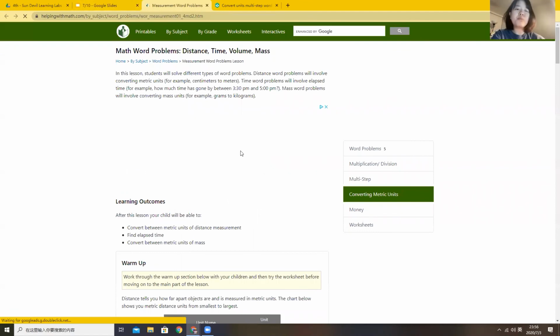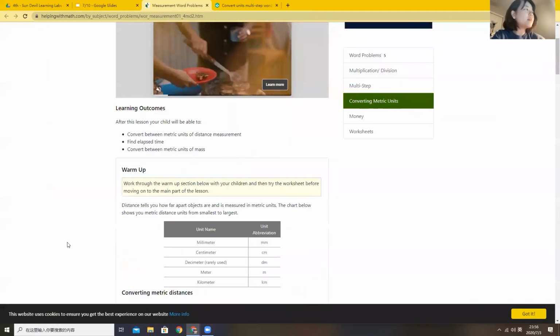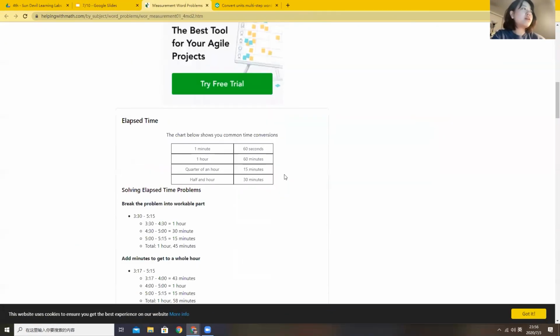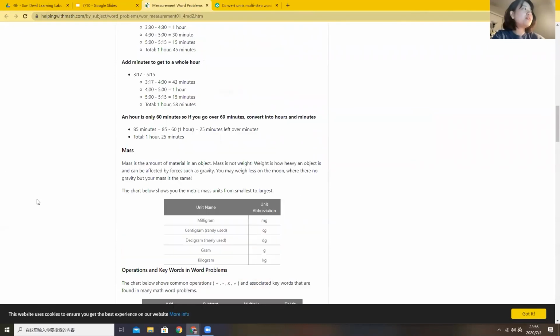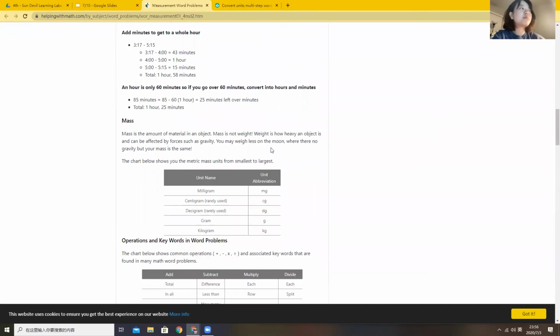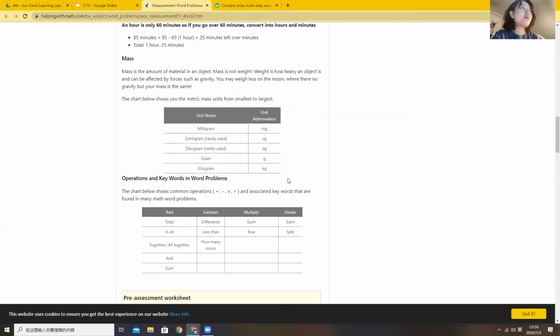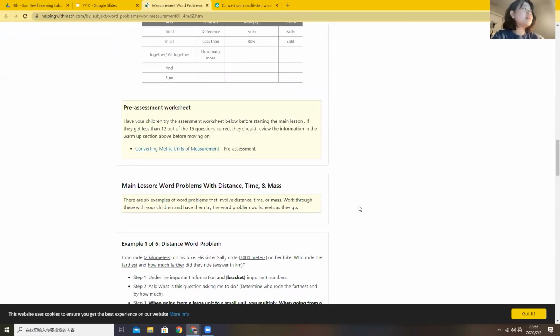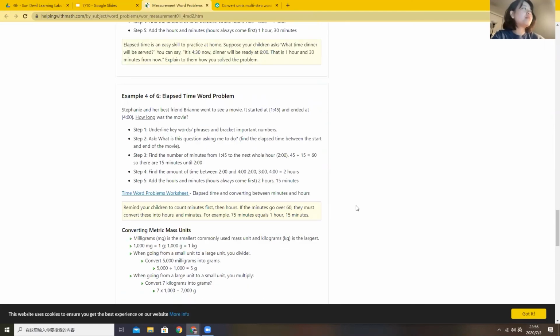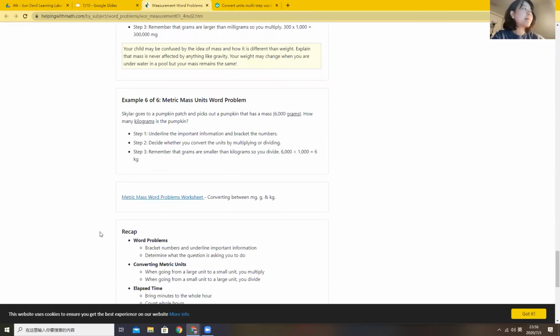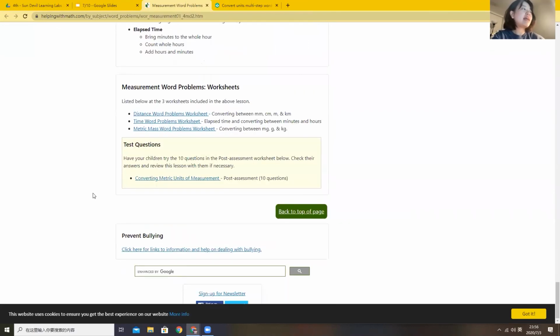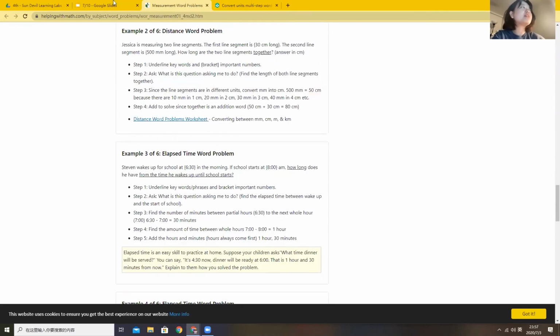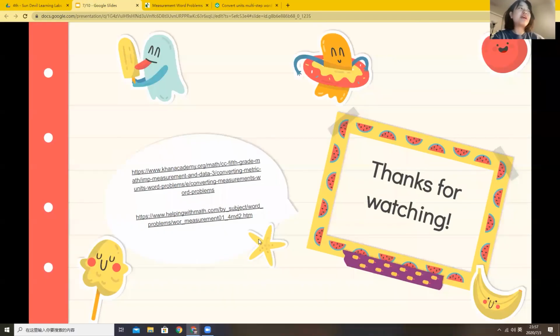And this website is telling you some basic knowledge for the metric measurements with length, mass, or weight. Yeah, length, mass, and capacity. And they also provide some practice problems. And I think this website is pretty useful. So take a look if you're interested.